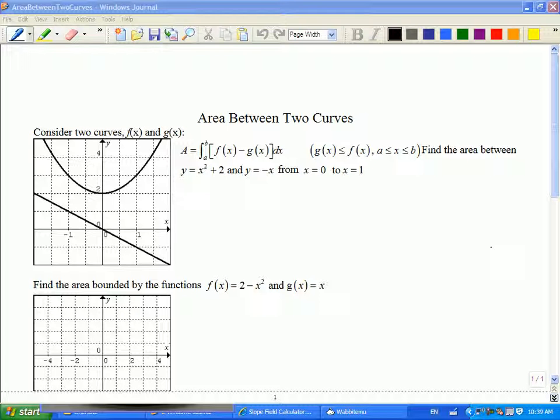Okay, so this is my picture, and I'm going to use the picture to illustrate how we could find this area. If I want to find the area between x squared and negative x, going from 0, which is right here, to 1, which is here, then this is what I'm talking about finding. I'd like to find this. So, how could we do that?